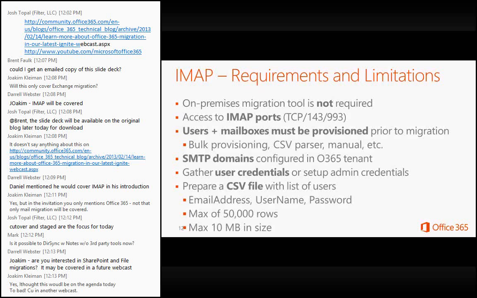We obviously specify the user credentials and prepare that CSV file. The CSV file itself needs to be formatted in a particular format. It gives you an example on there of the email address, and you can specify the username and what the password will be for a user that's now going to be moving to Office 365. But there are some limitations of the CSV file itself: we can only have a maximum of 50,000 rows inside that CSV file, and it can only be up to a maximum of 10 meg in size for us to be able to upload that into the Office 365 wizard.